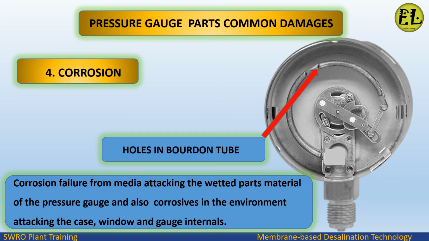Pressure gauge parts common damages 4: corrosion. Holes in bourdon tube. Corrosion failure from media attacking the wetted parts material of the pressure gauge, and also corrosives in the environment attacking the case, window, and gauge internals.